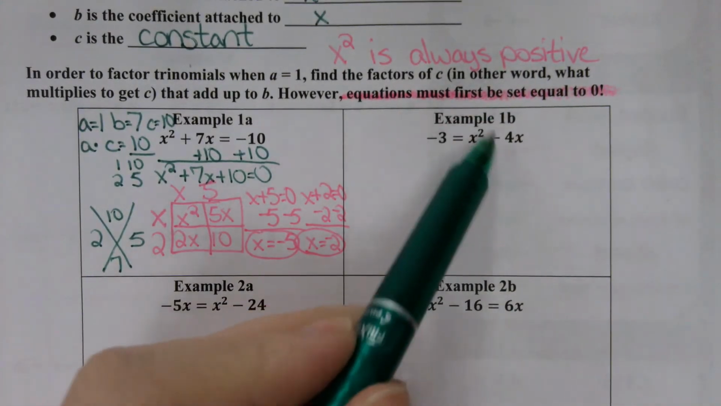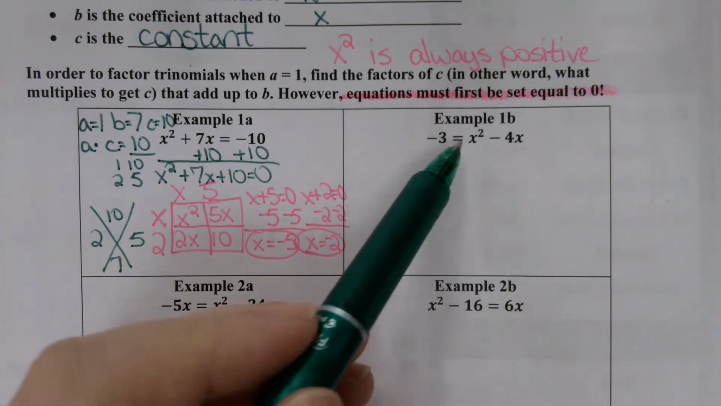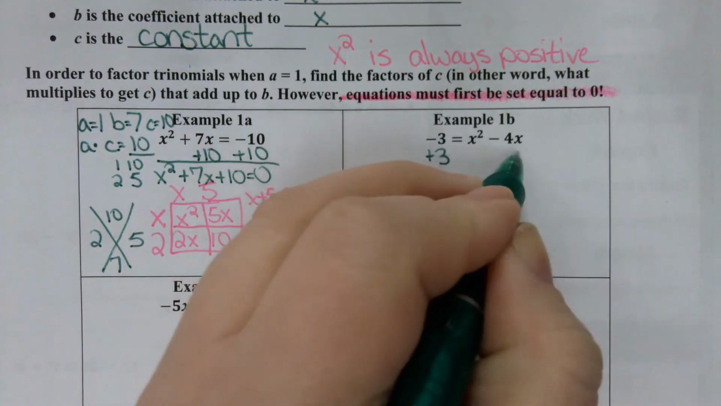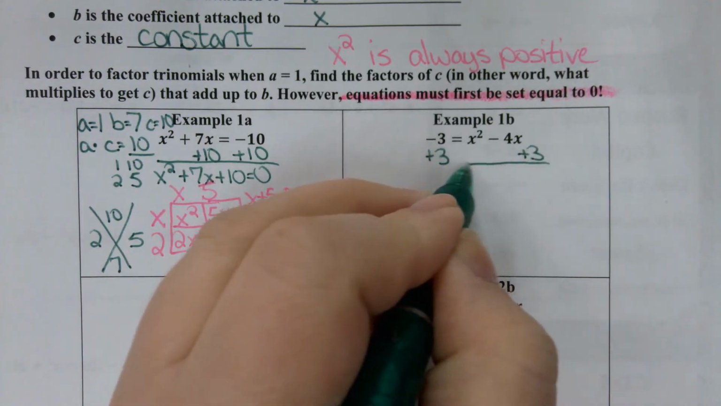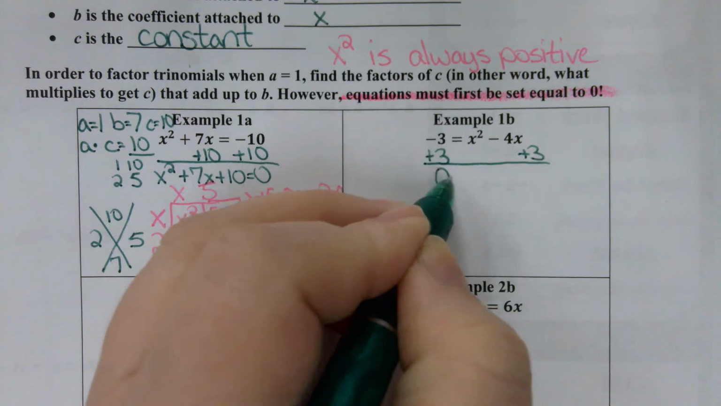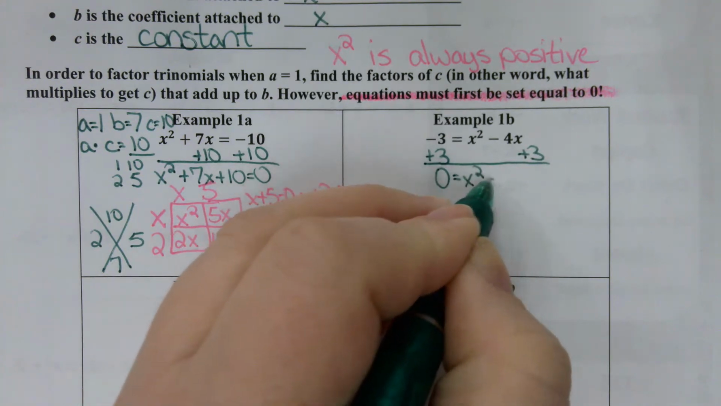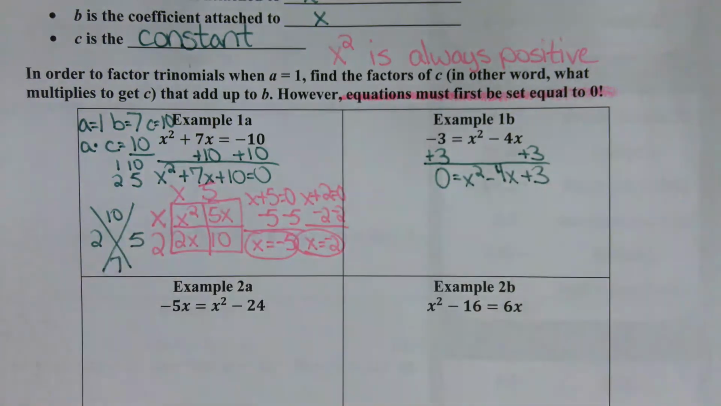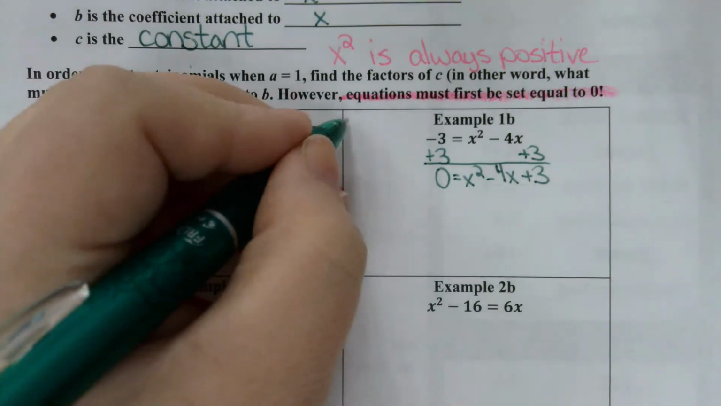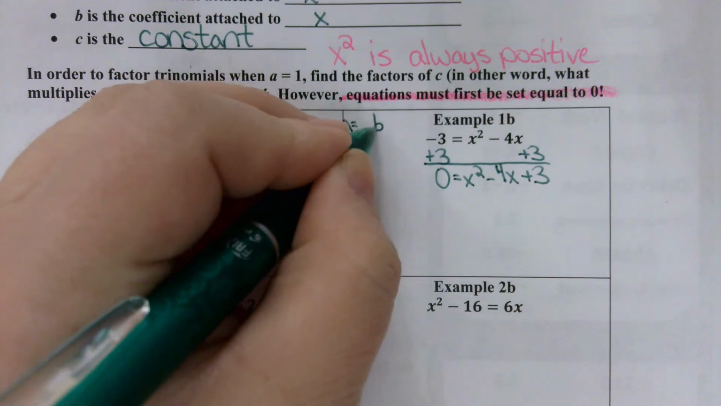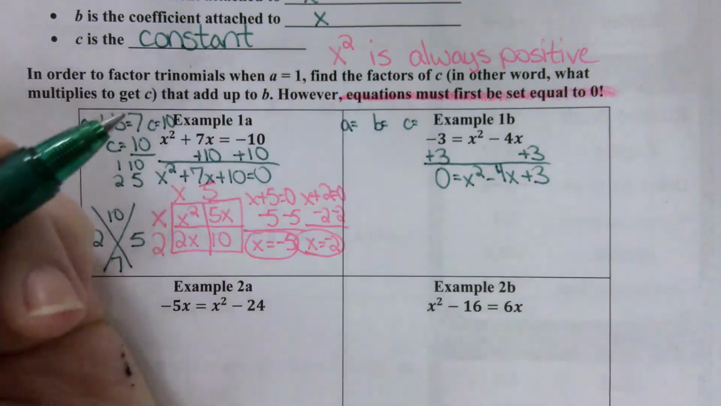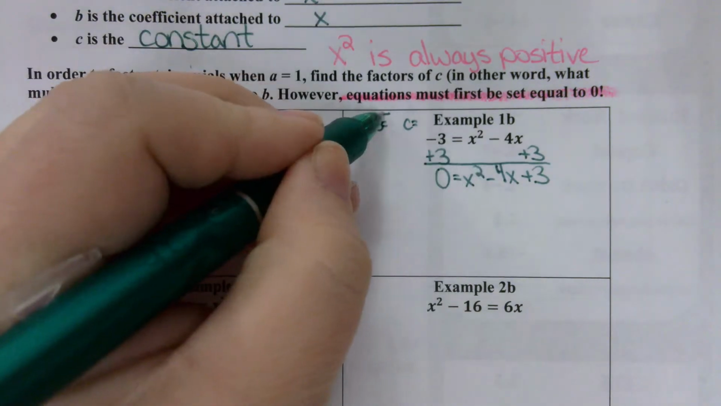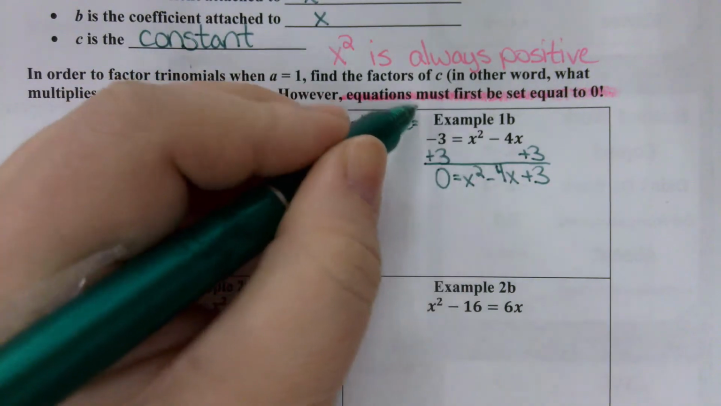Our x squared term is already positive, so I'm going to leave it exactly where it is, but I'll need to add 3 to both sides, giving me 0 is equal to x squared minus 4x plus 3. Now we can list out what a, b, and c are. A is 1, B is -4, and C is 3.